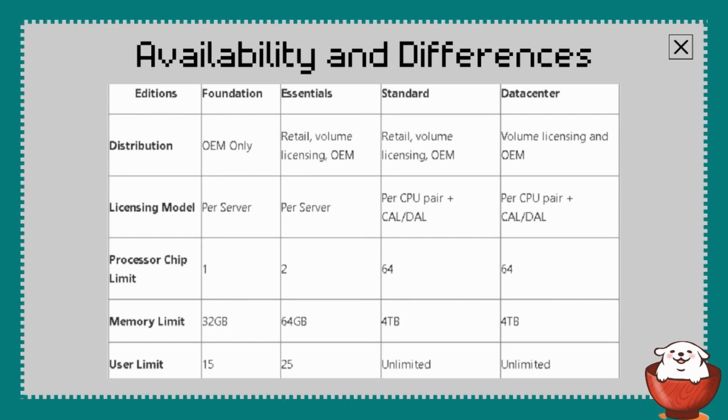The memory limit of the Foundation is 32 GB. The Essentials, 64 GB, while the Standard and Datacenter support 4 TB if you have a motherboard that can support that size of memory. The user limit of the Foundation is only 15, while the Essentials has 25, while the Standard and the Datacenter do not have any user limit.